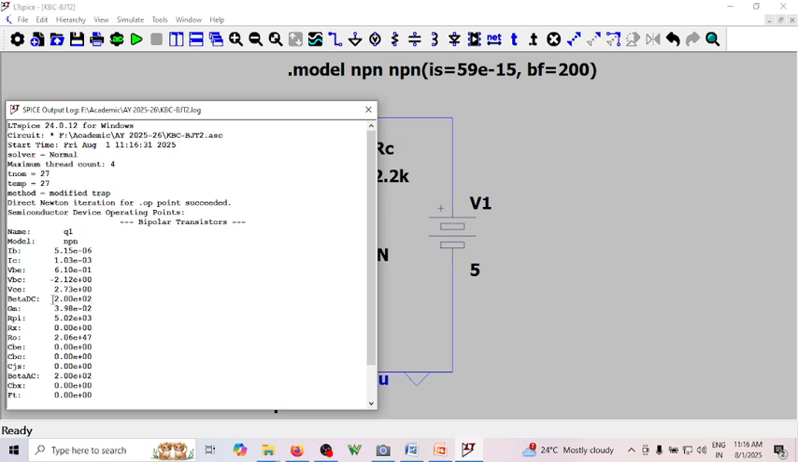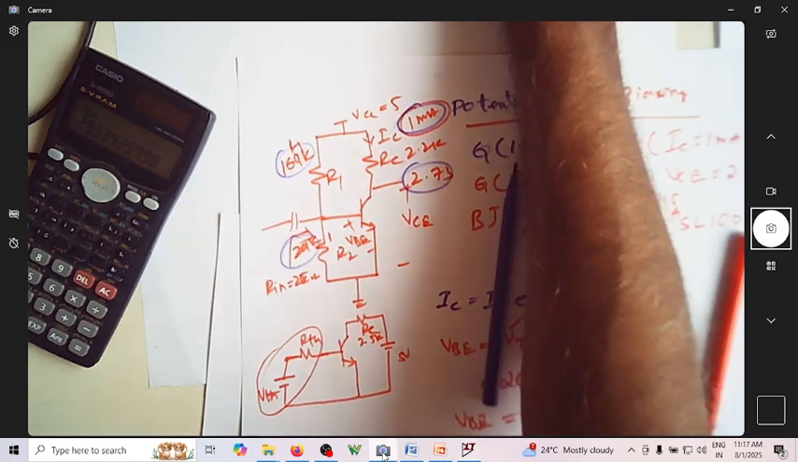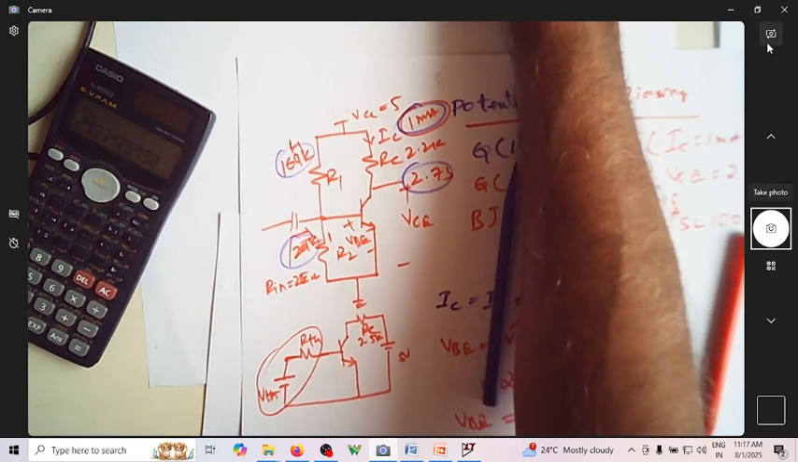So for a value of 169k as R1, 29k as R2, and 2.2k as RC, the VCE is 2.73 volt and the current is almost 1 milliampere. Correct? This is what I'm looking at. Let me go to the circuit here and show you the real circuit that is connected.